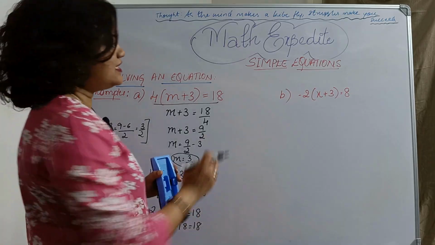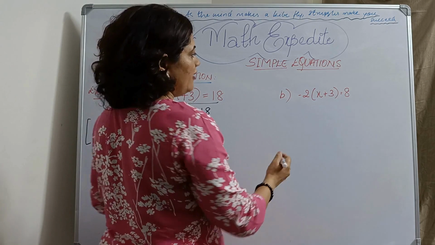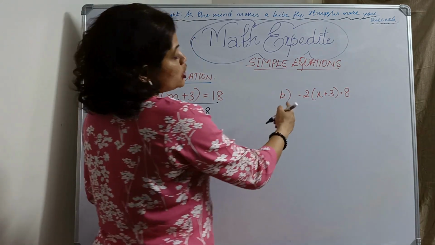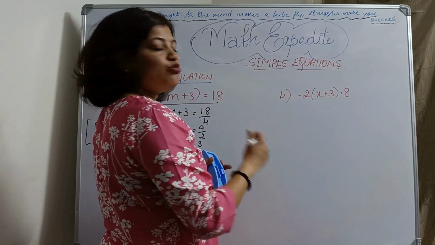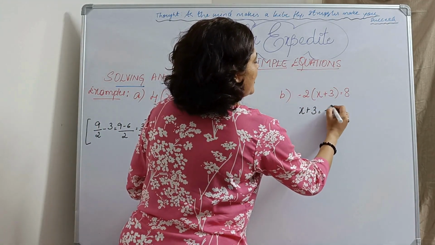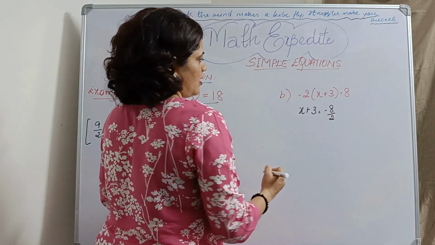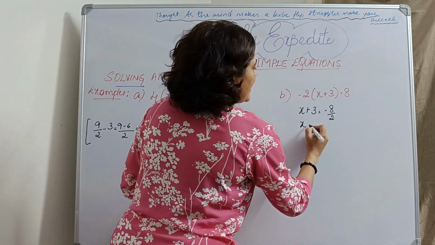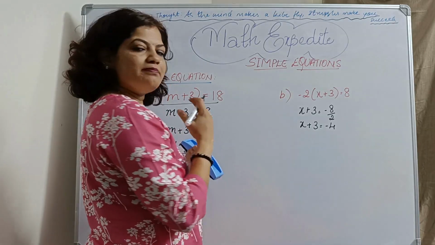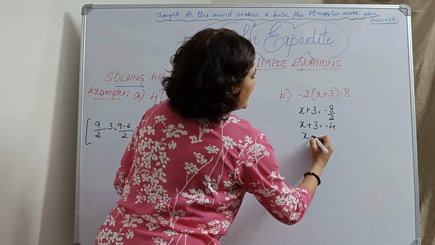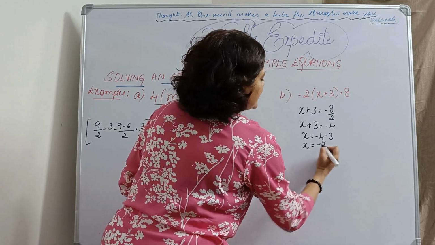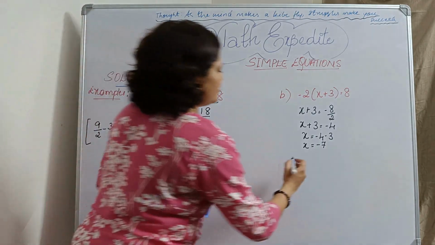Now let us solve the second one. What we have here? We have minus 2 into x plus 3 equals 8. So we have to divide by minus 2 on both the sides. What do we get? X plus 3 equals minus 8 by 2. So further, x plus 3 is equal to minus 4. So let us transpose plus 3. So what we will get? X equals minus 4 minus 3. X equals minus 7. So let's verify now.